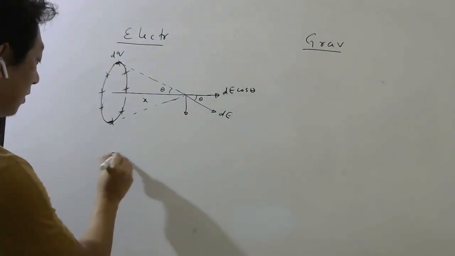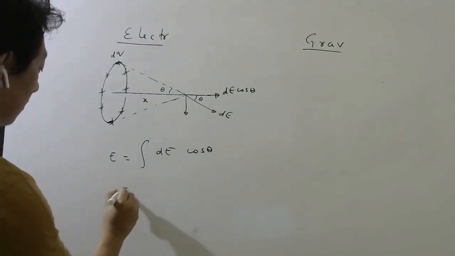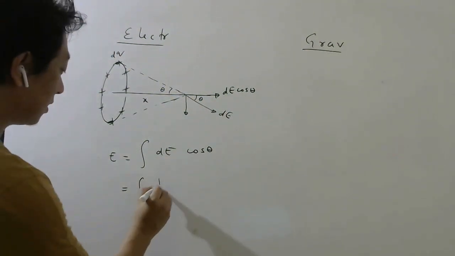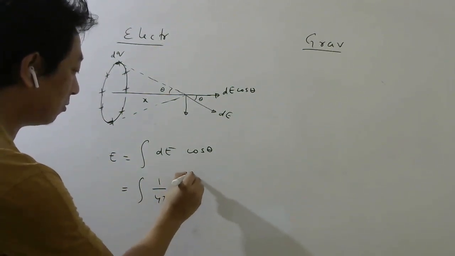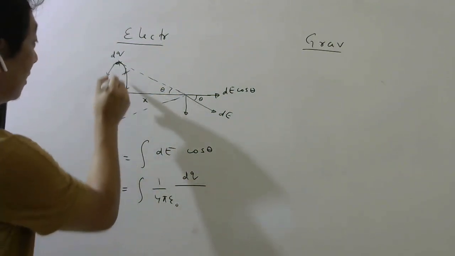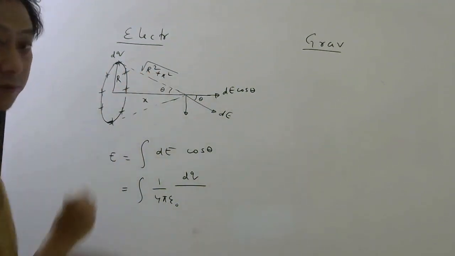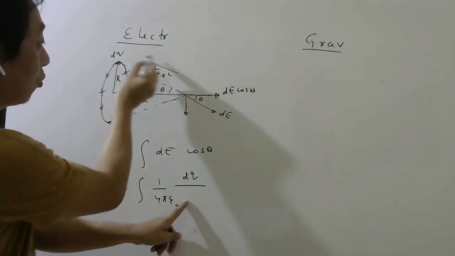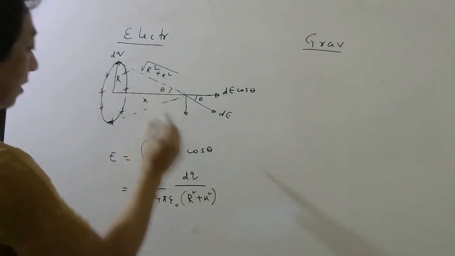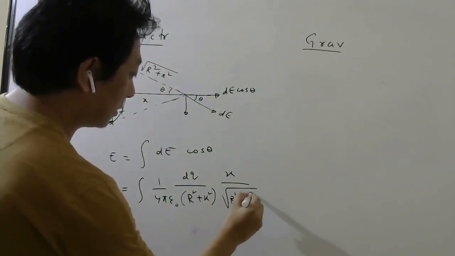So the total electric field will be the integral of dE cos theta, right? And dE will be what? Since this small dq is like a point charge, I can use the formula for a point charge, 1 by 4 pi epsilon naught dq by r square. R means the distance between the point charge and the observation point. This radius is capital R. So this distance will be root over R square plus x square. So I have to write here distance square. So if you square this, you will get R square plus x square. In cos theta, from this diagram, I can write x by the hypotenuse, root of R square plus x square.